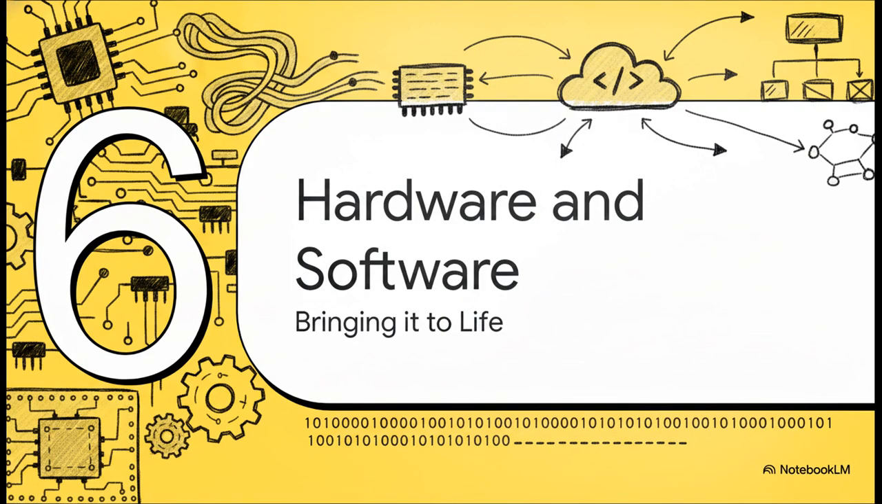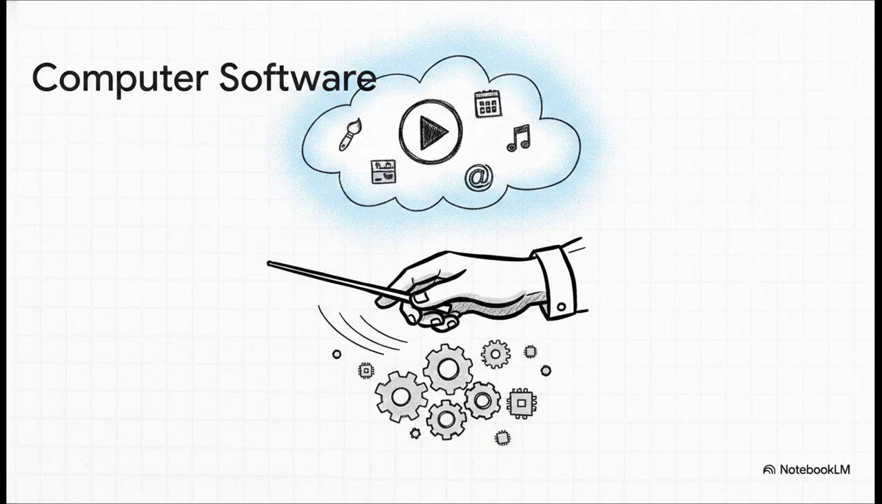And finally, Section 6, Hardware and Software Engineering, how we actually bring all this to life. Software engineering is all about creating the invisible instructions that wake the machine up. We usually split this into two buckets. First, system software, like Windows, macOS, or Android, which acts as the overarching manager for the hardware. And then you have application software. These are the specific, purpose-built programs you actually interact with, like the web browser or media player you're using to watch this explainer right now.